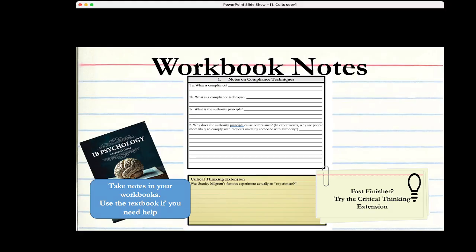Curious to get your feedback on this template I'm using for the workbook notes.